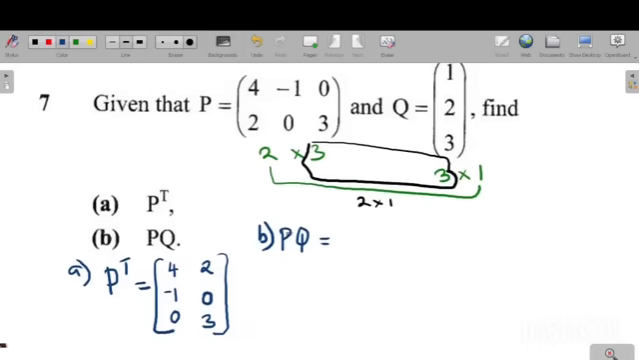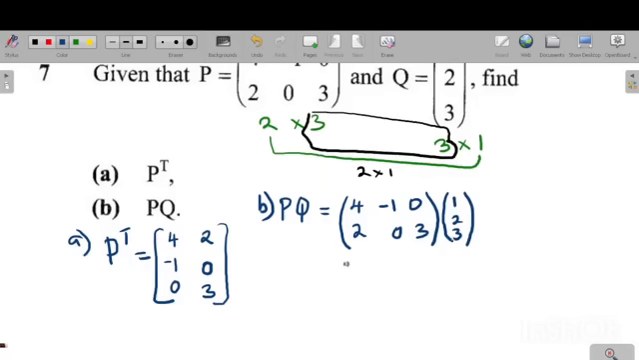Now that we have established that multiplication exists, we can go ahead and multiply these two matrices. So matrix P is this one. We have 4, -1, 0, 2, 0, 3, which is being multiplied by this matrix 1, 2, 3, matrix Q.